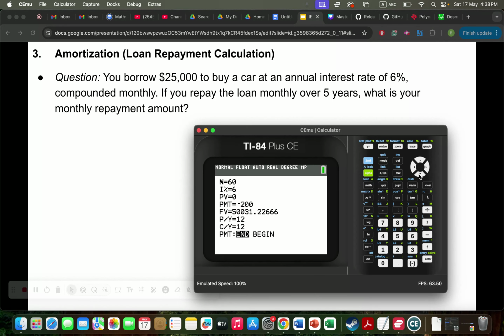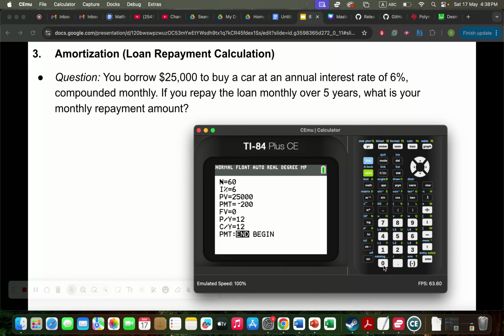Present value. All right, since you're going to borrow $25,000, you should have PV to be a positive number, because since you're borrowing money and you have that sum of money, that means there's a cash inflow. So PV should be a positive number. PMT, that's what I really want to find, because you're trying to find the monthly repayment amount. So I'll leave this as it is first.